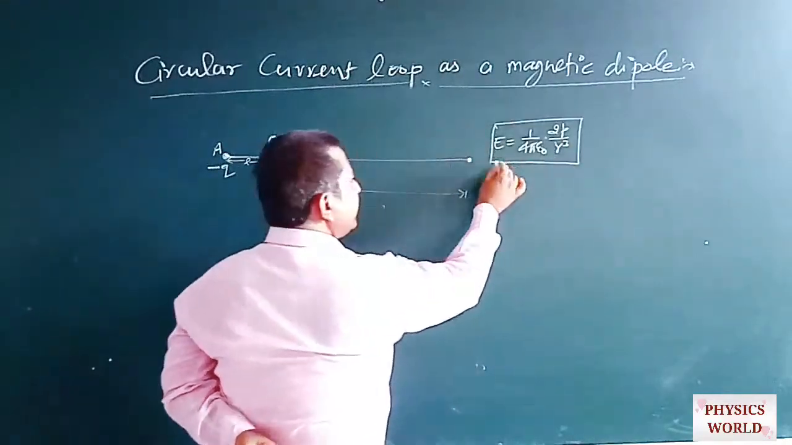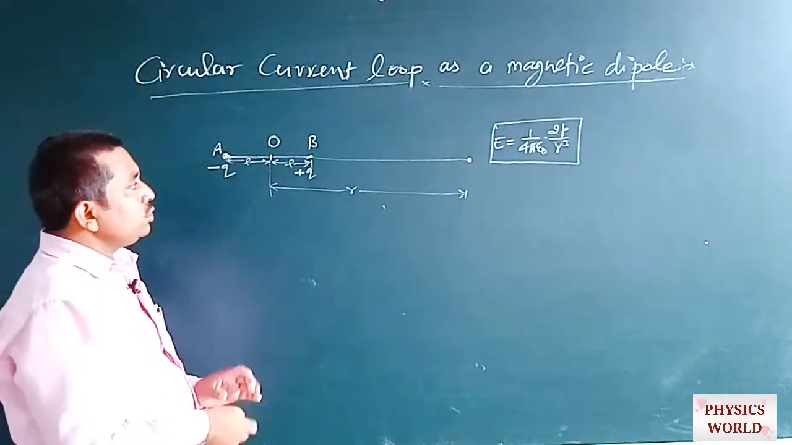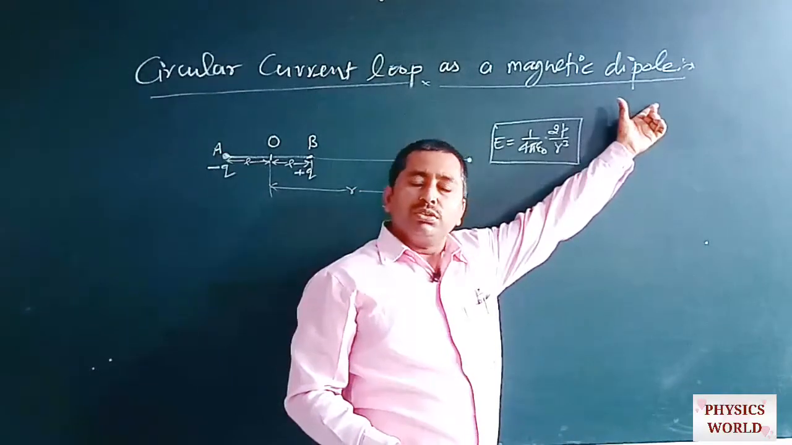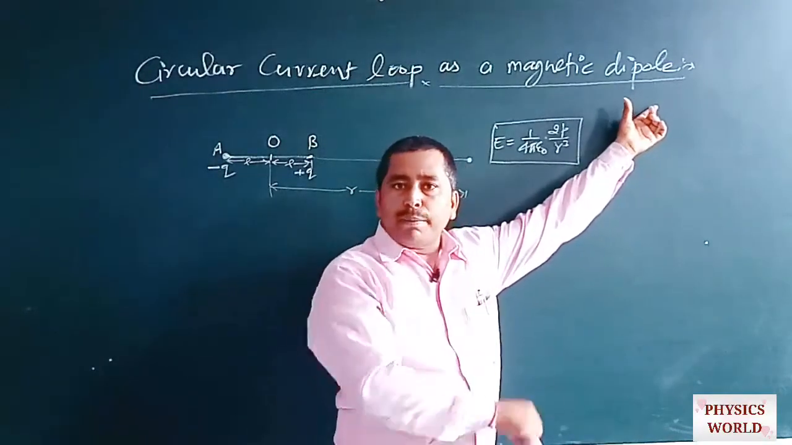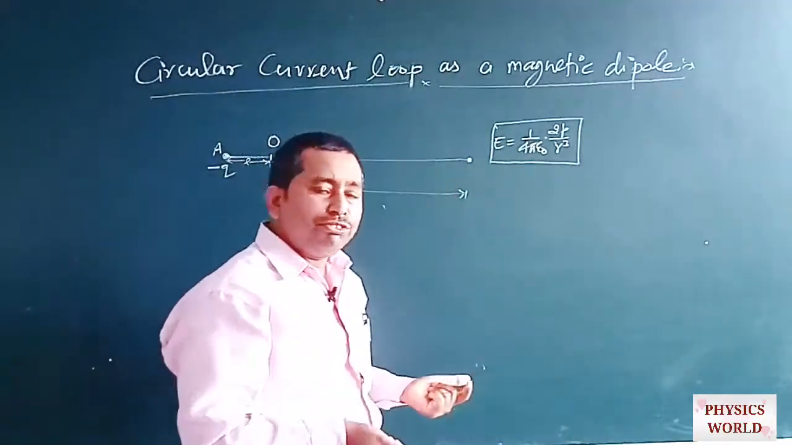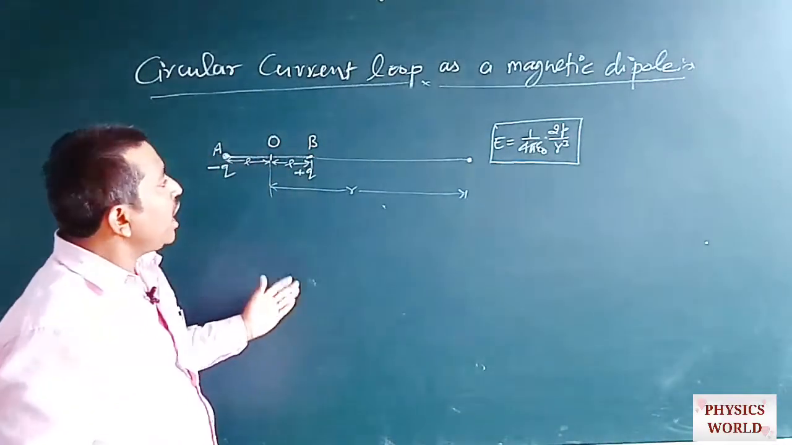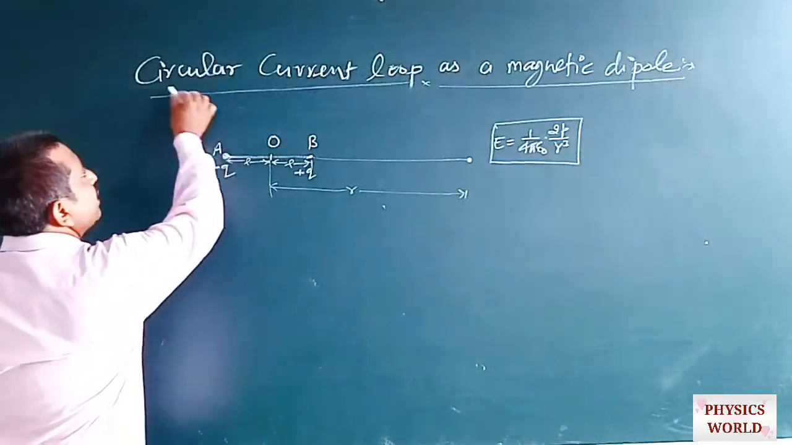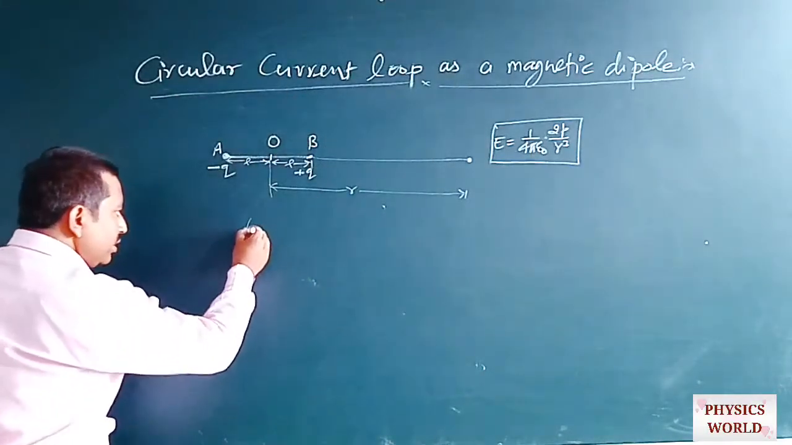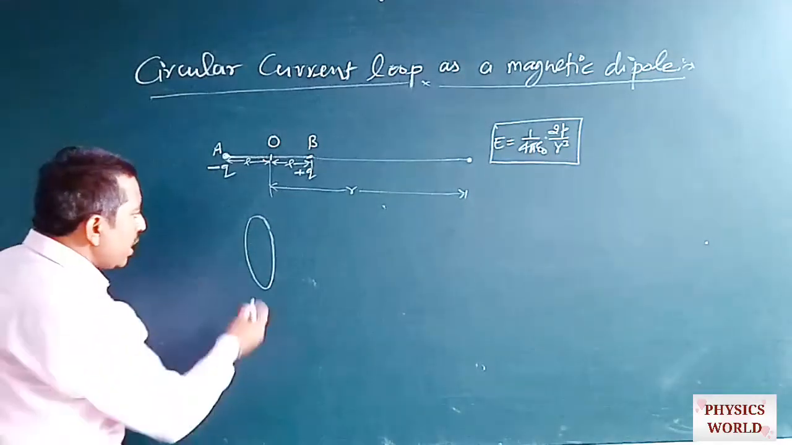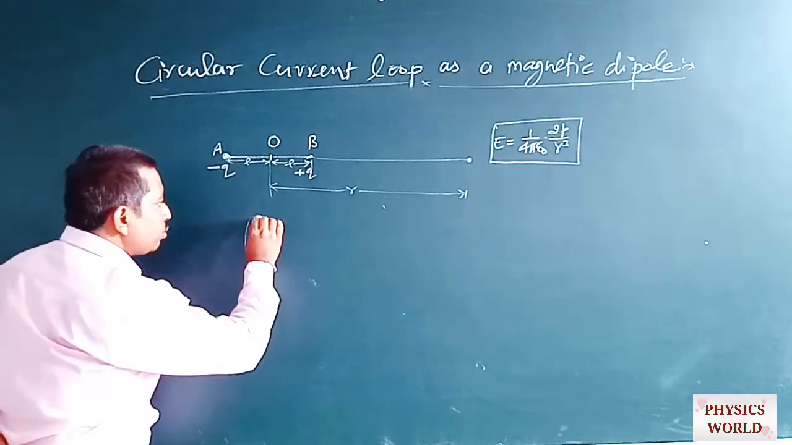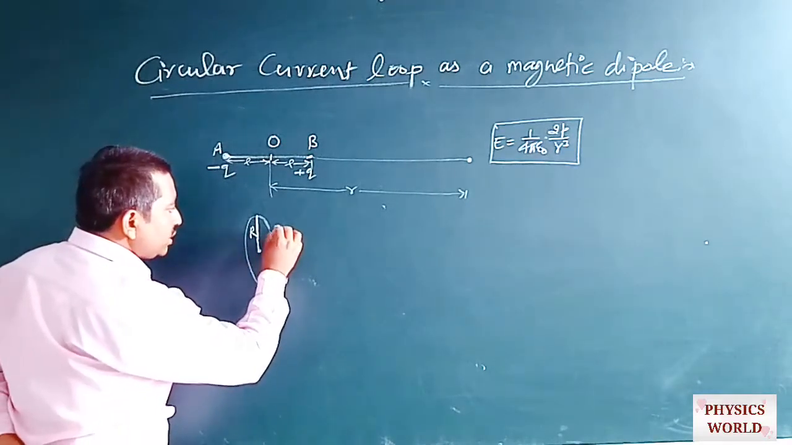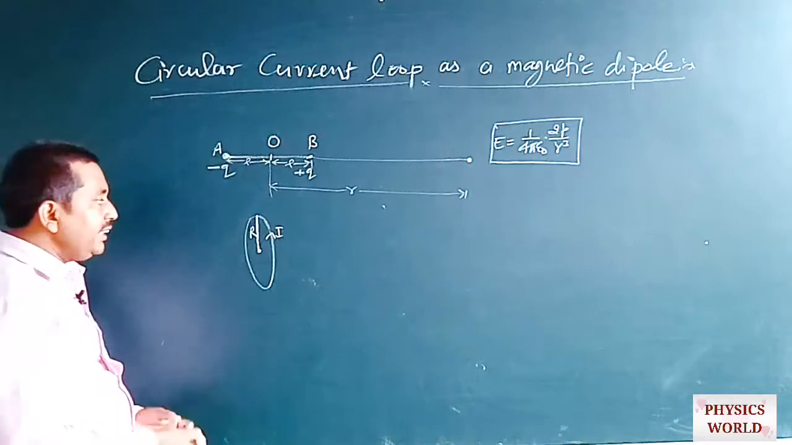We recall it here because we want to discuss the circular current loop as a magnetic dipole. So we recall the electric dipole and the amount of the electric field due to an electric dipole at any fixed point. Okay, so suppose that we have a circular current loop. This is a circular current loop and the radius of this circular current loop is taken as r. The current flowing through this circular loop is taken as I.